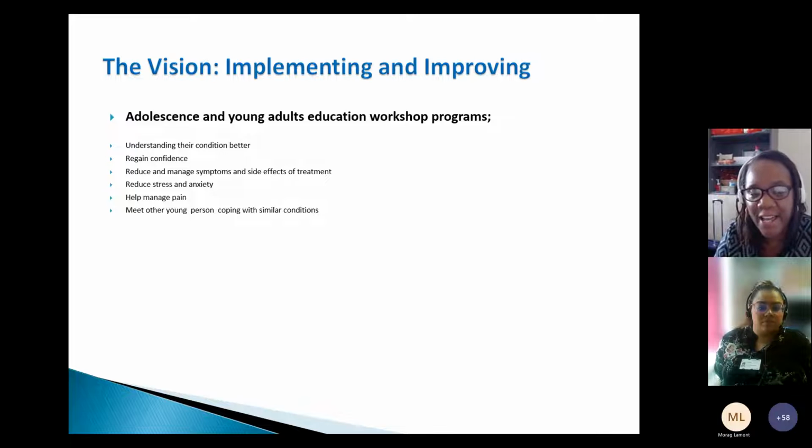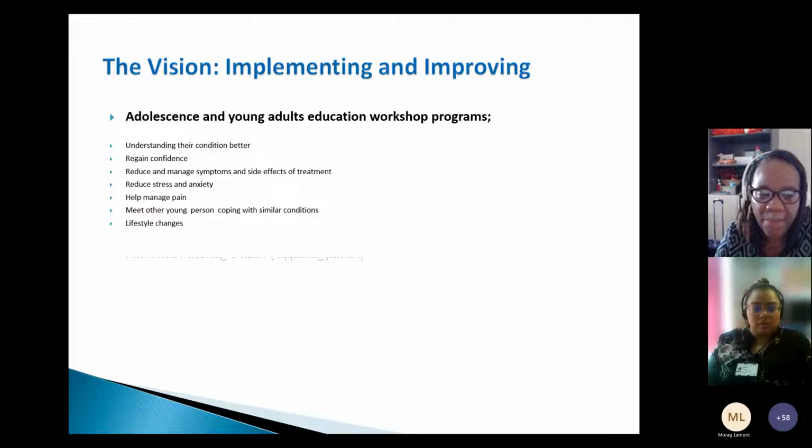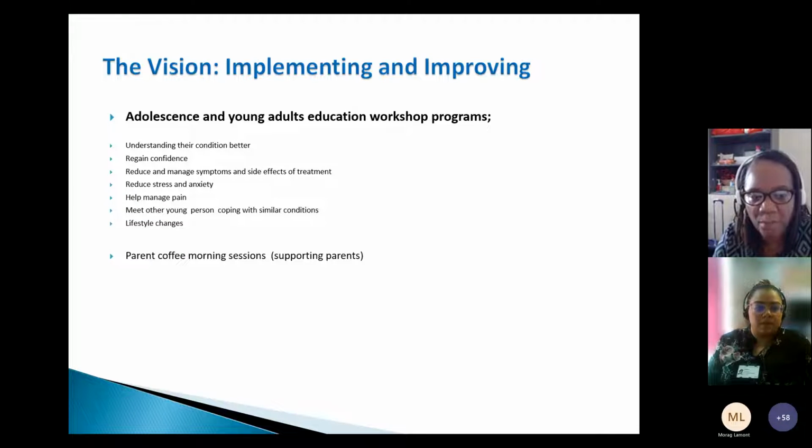And what's great is that they can meet other young people who are also coping with a similar condition, and also maybe be introduced to other conditions, so they can see that it is not only them that go through the condition that they go through. And not to forget the parents. I think it's good to do coffee morning sessions to hear their fears. How would they like our service to be improved?